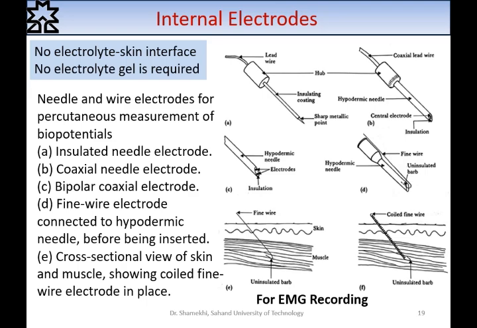As you can see here, we have 4 types, A, B, C, and also D, needle electrodes. The first one, A, insulated needle electrode. Only the tip of this electrode is conductive, and other parts of these electrodes are coated by some insulation, for example, Teflon material.